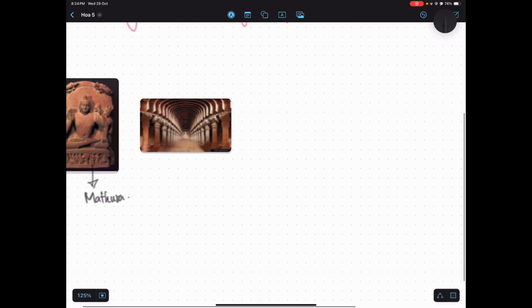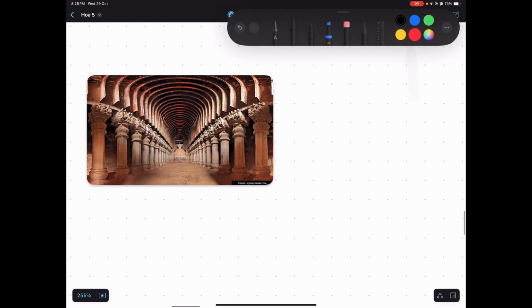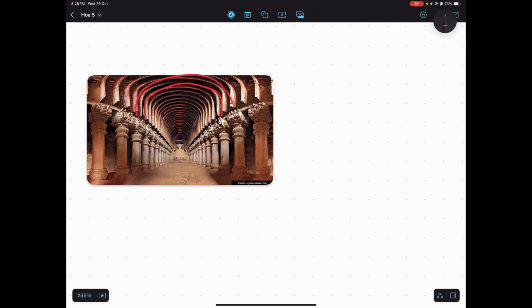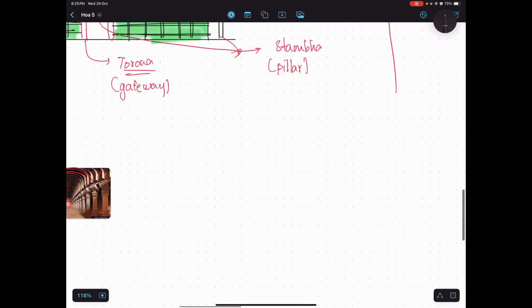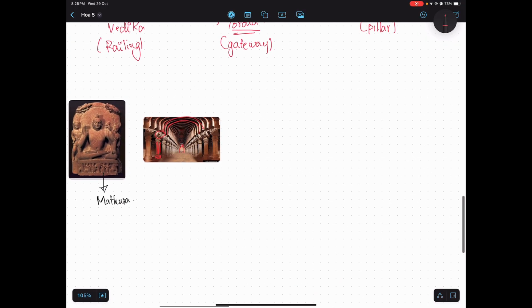This is an example of that, and here you can see the barrel walls with the animal capital, octagonal shaft and vase shaped base, and you have your stupa here. So this is Chaitya halls, and you can find examples in Ajanta and Ellora caves, which is present at Maharashtra.